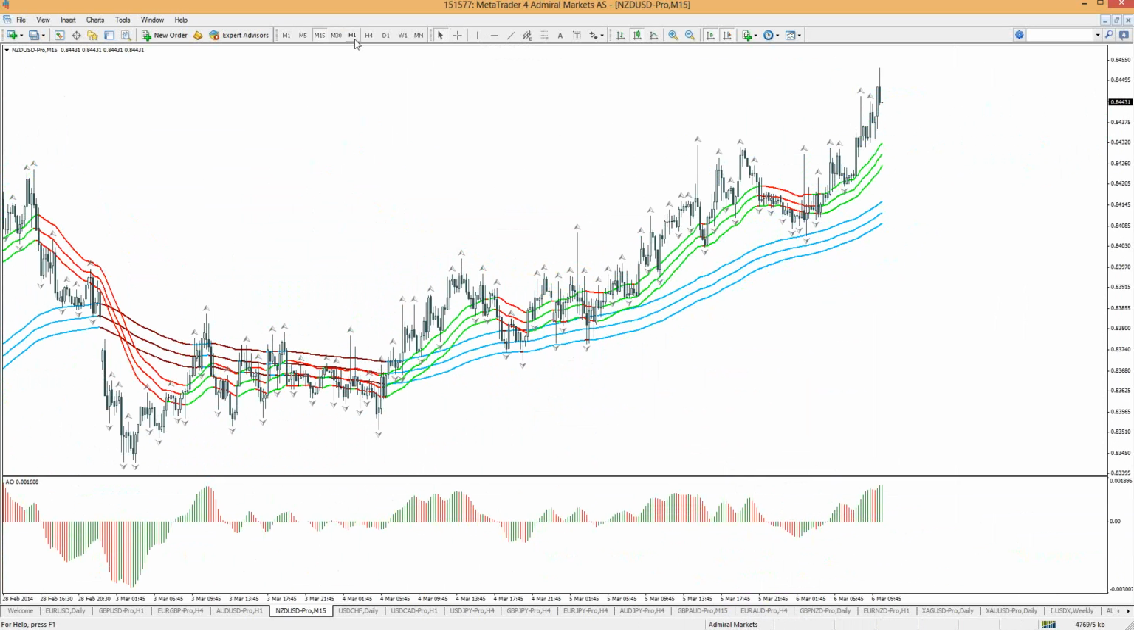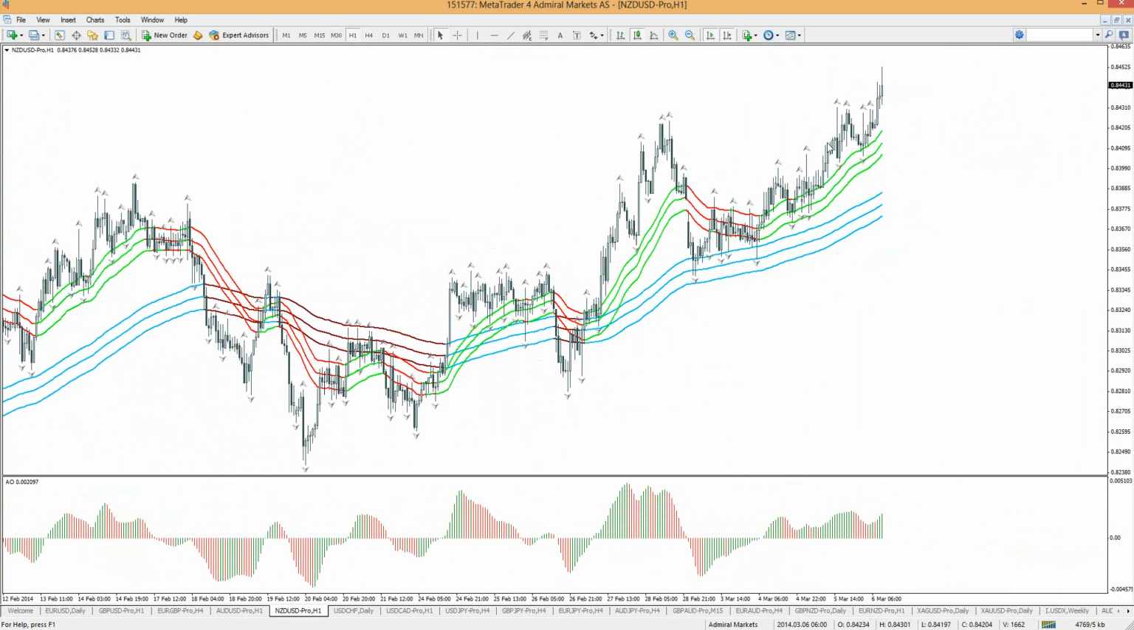Let me take a look at the hourly. Either somewhere in here would be a good retracement. Otherwise, it's quite extended already. I mean, not that it couldn't continue, but the reward to risk is a bit not in balance.